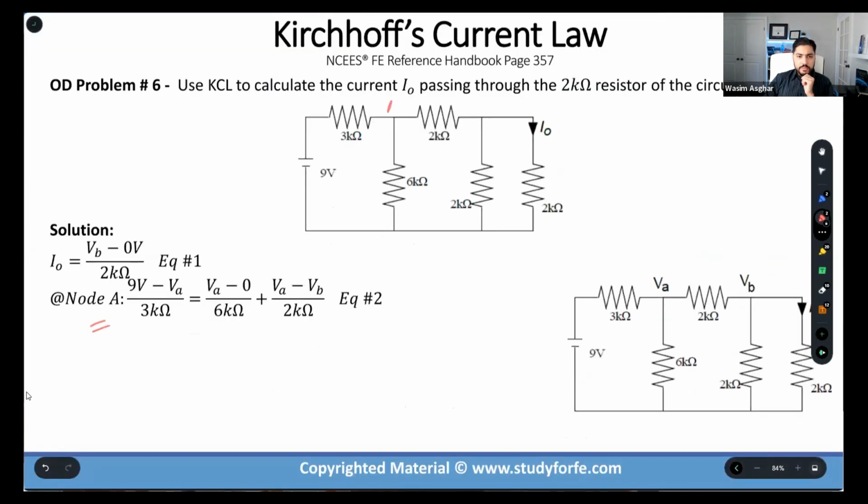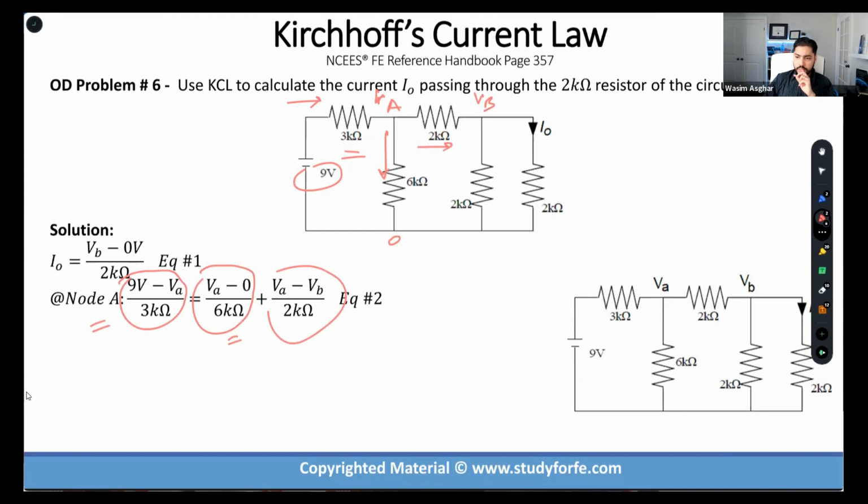At node A. So this is my node A. What I do is collect all the currents that are entering a node on one side and all the currents that are leaving on the other side. So I have 9 volts minus VA divided by 3K, 9 volts minus VA divided by 3K. This is current entering A. And these two currents are leaving A. So that becomes VA minus 0 divided by 6, okay? And then I have VA minus VB divided by 2K. Everyone can see that? These are the two currents that are leaving, correct? Any questions? Please ask. If it's obvious, we can move ahead.